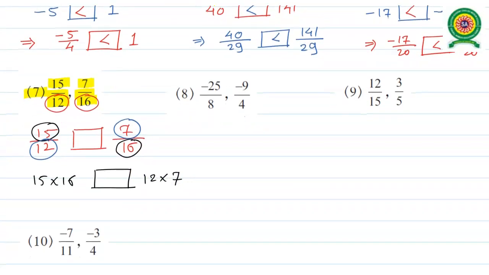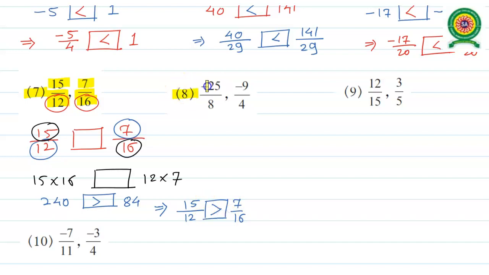So 15 into 16 we have 240 and 12 sevens are 84. So once 240 is greater than 84, we have our result: the first rational, 15 divided by 12, is greater than 7 divided by 16. Keep that in mind. Now look at the next sub question.